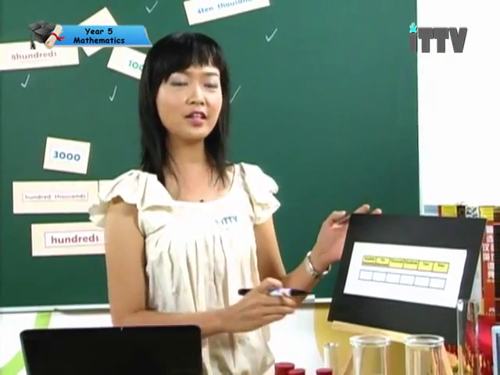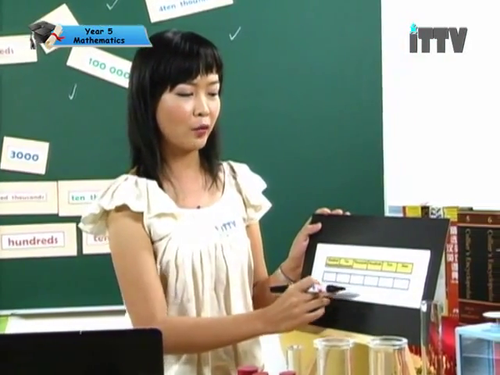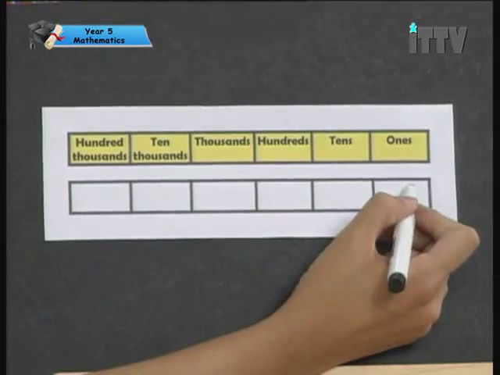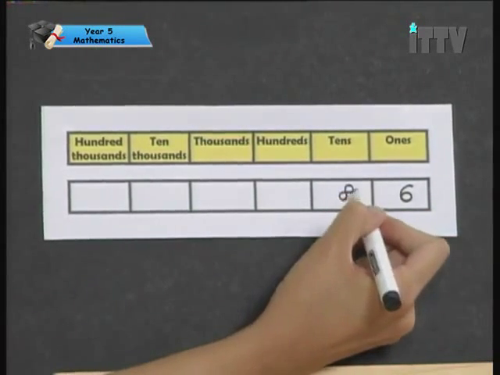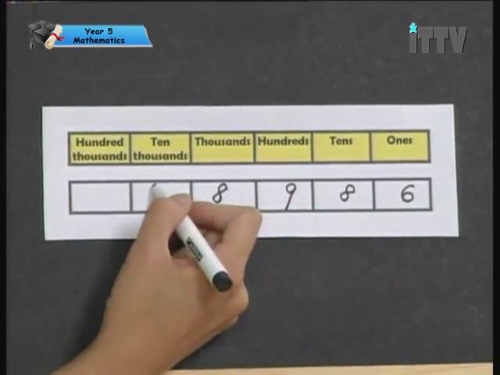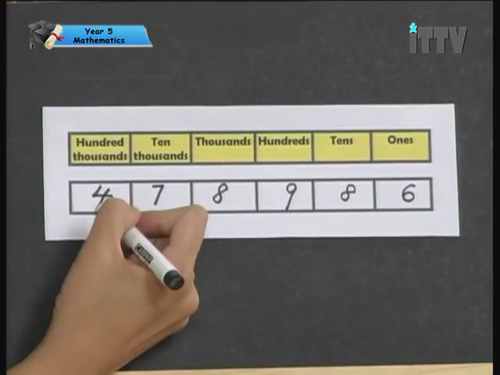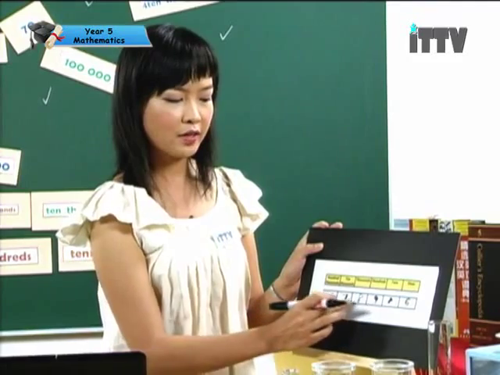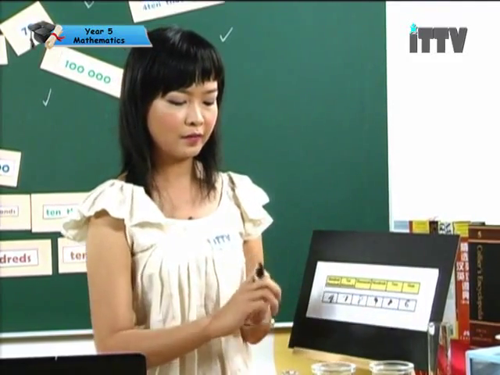So remember, when we fill in the number to a place value chart, we always start from the ones. So we have 6, 8, 9, 8, 7, 4. Yeah? 4, 7, 8, 9, 8, 6. Now after we have done that, we are going to write it in extended notation. That means we will break the number down to its digit value.